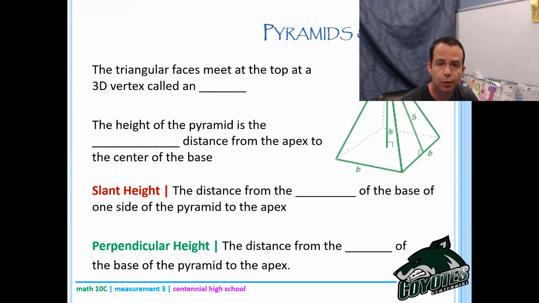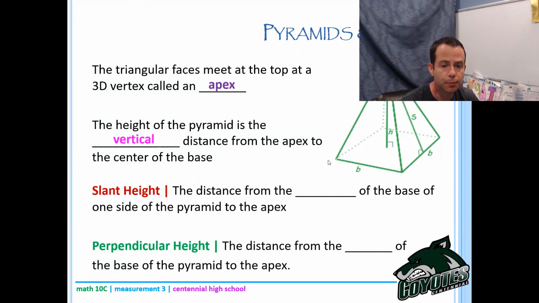So this is what a pyramid looks like. Where a prism had two bases and was connected with rectangles, a pyramid has one base, and then we have triangular walls that fold up to a common point. The triangular faces meet at the top at a three-dimensional vertex called the apex. I want you to know that word. The height of the pyramid is the vertical distance from the apex to the center of the base.